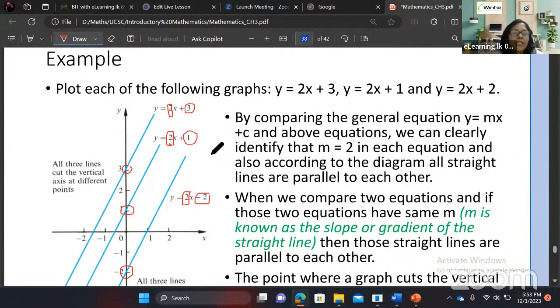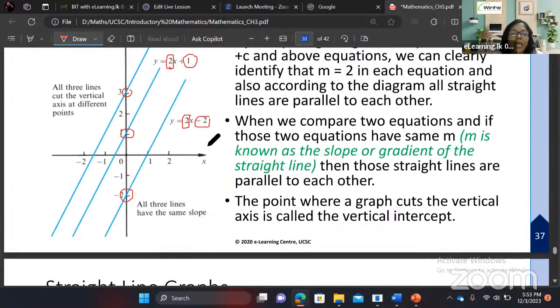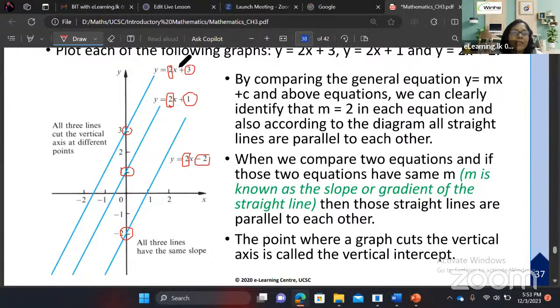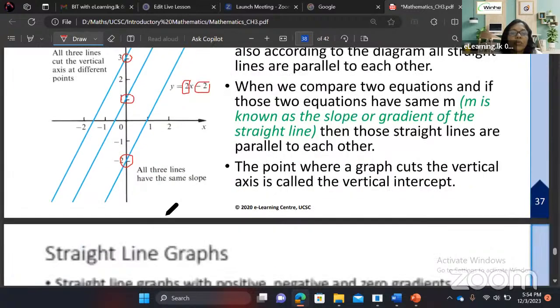Here you can see all 3 lines are parallel, but the points where they cross the y-axis, or the vertical axis, are different. We normally say it as vertical intercept, right? So the intercept of the first equation is plus 3, the second one is plus 1, and the third one is minus 2, right?